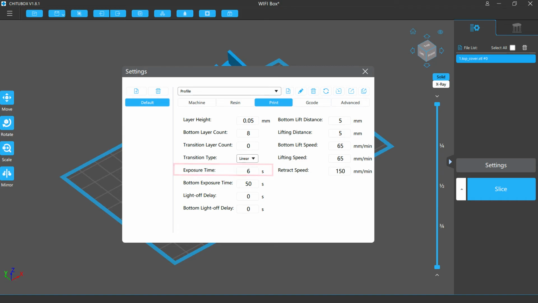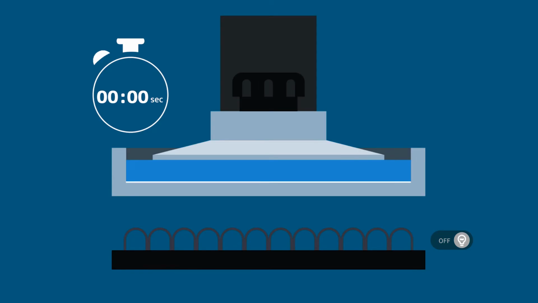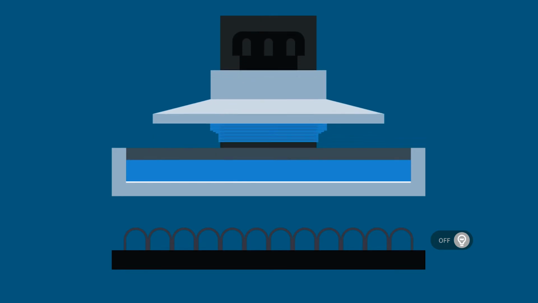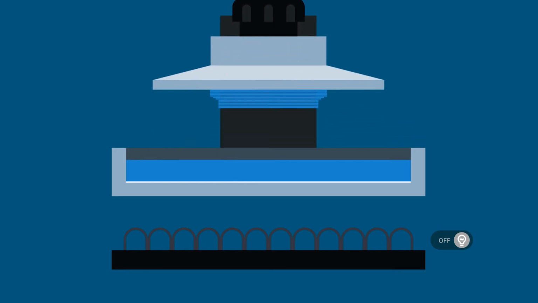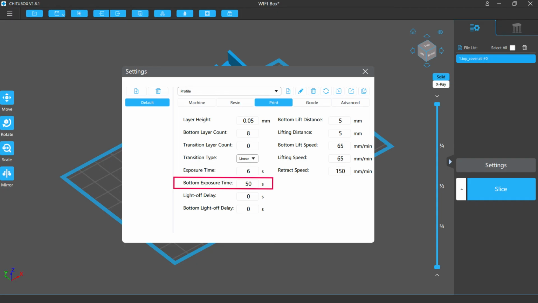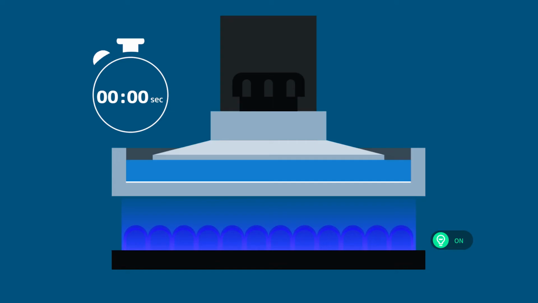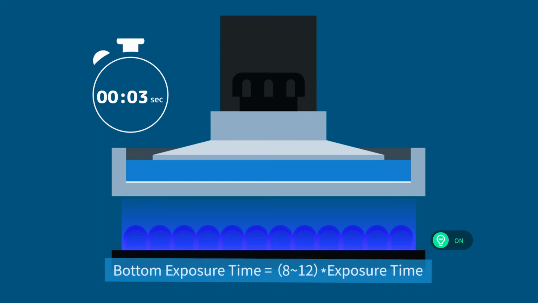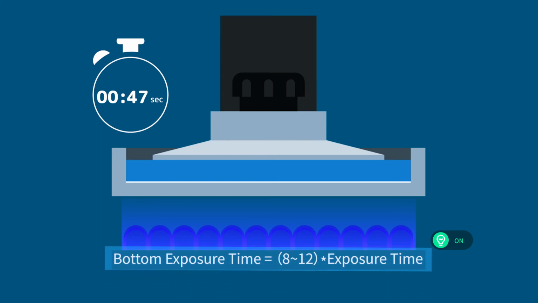Exposure time controls how long each layer is exposed to the light source of your printer. For different resins, there may be different ideal exposure time settings, but the default setting in the software covers the majority of the resins. And there is also a bottom exposure time setting. Due to the reasons mentioned before, it should be 8 to 12 times higher than the normal exposure time.